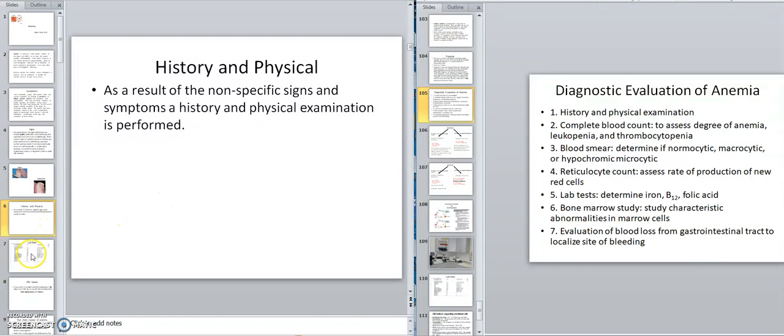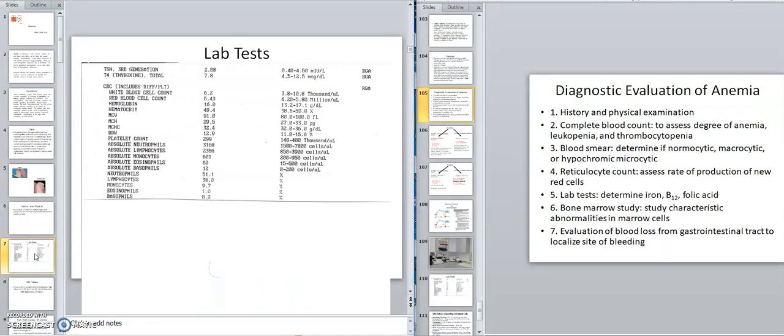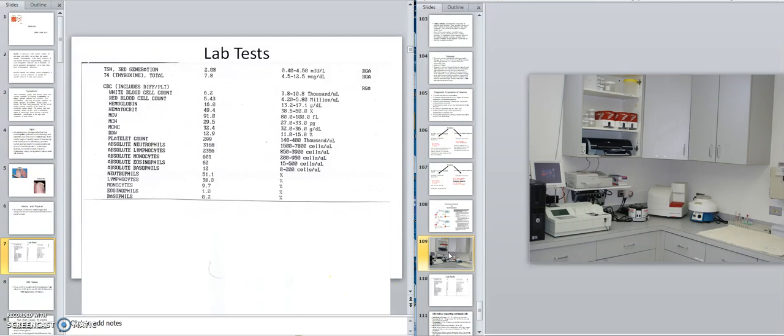Let's go a little further now. Here is a CBC example. All right. Now, right here, this is a small CBC machine that you would see in a person's office. Now, the ones in the hospital, of course, are considerably larger because they're doing multiple CBCs all at the same time. CBC stands for complete blood cell count. See right there, CBC. These are the things that you would see in a CBC.